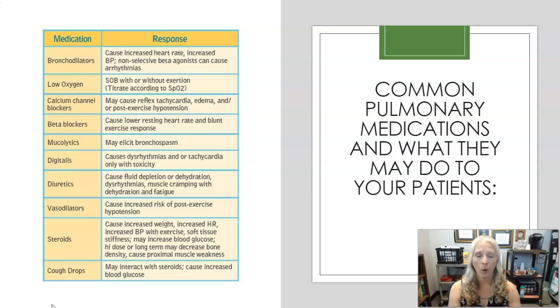A list of common pulmonary medications. Many of these we've already talked about with the cardiac conditions, but bronchodilators we didn't talk about. Those can sometimes increase the patient's heart rate. If you've ever taken a breathing treatment or used an inhaler, you know it can make your heart race and cause some arrhythmias, so be aware of that.